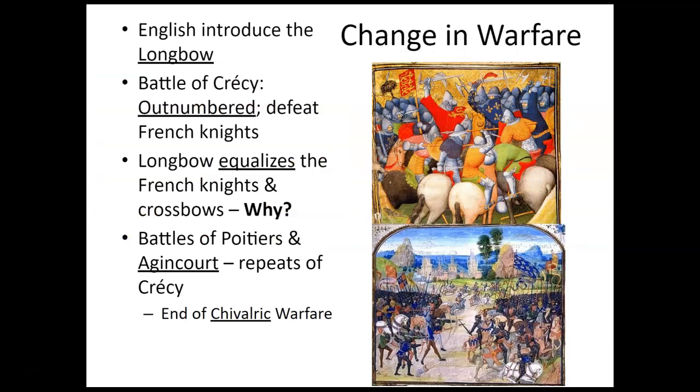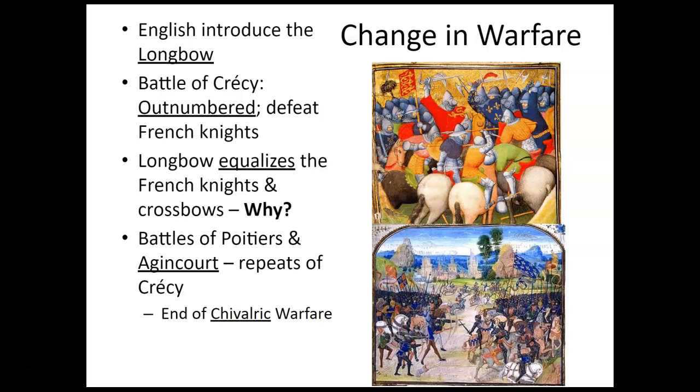Now, there's some significant changes in warfare during this period. The English introduce a new bow. It's called the longbow. It stands about 6 feet tall. Very, very powerful, very accurate, can shoot arrows long distances. And in particular, the English are going to use the longbow to great effect at the battles of Crécy and Agincourt to defeat heavily armored French knights while being outnumbered.